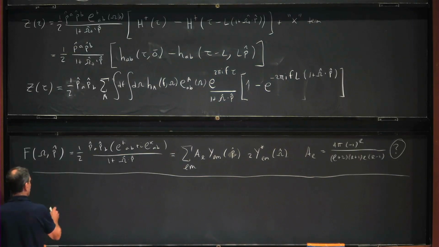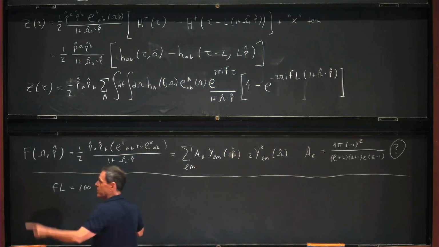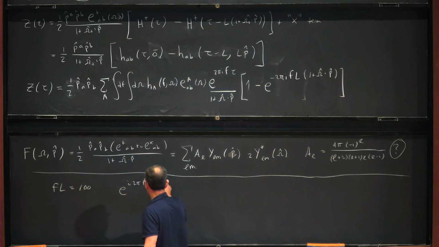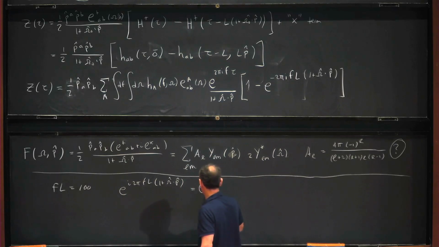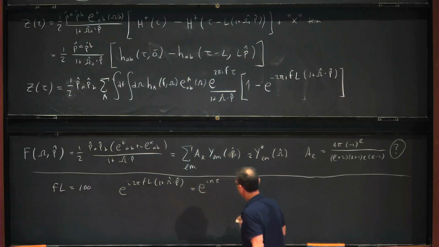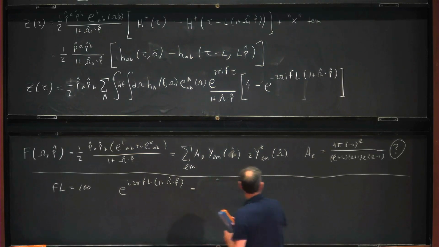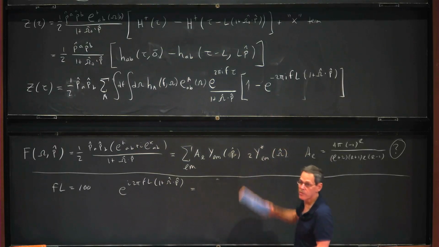The change in phases. So let's imagine that, let's say F times L is 100. So what have we got in the exponential there? We want to know, so each one of those zeros is defined when e to the i 2 pi FL times 1 plus omega hat dot p hat is equal to e to the i, what do I want here? Let me just write it like this. So let's find out where we get constructive interference. So we get constructive interference whenever this exponential is minus 1.